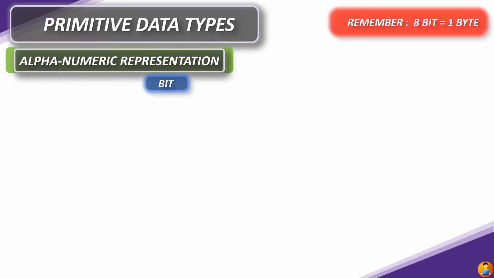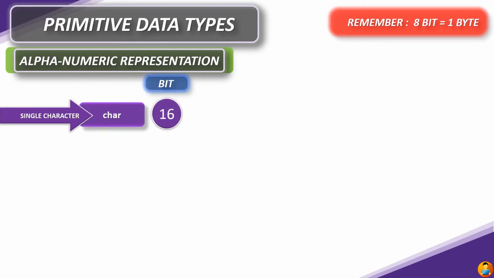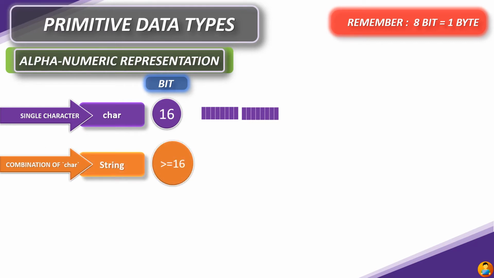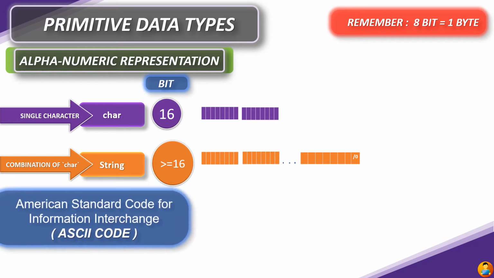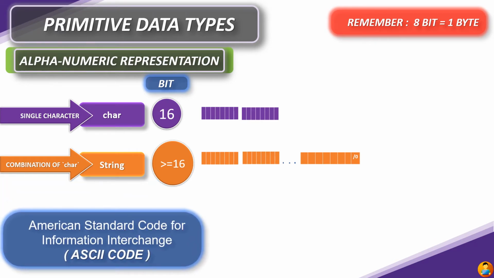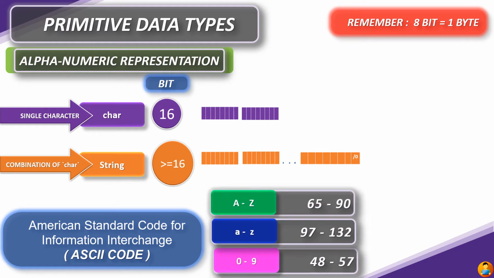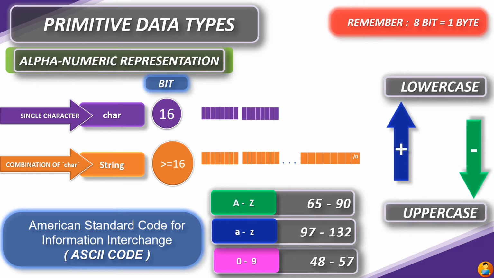For alphanumeric representation, we have char. It is used for storing a single alphanumeric character, with a size of 16 bits. String. It is used for storing one or more combination of alphanumeric characters, with a size of more than 16 bits, depending on the size. The alphanumeric values follow the American Standard Code for Information Interchange. The ASCII code for letters and numbers are given below. For convenience, we can interconvert uppercase and lowercase by adding or subtracting 32.